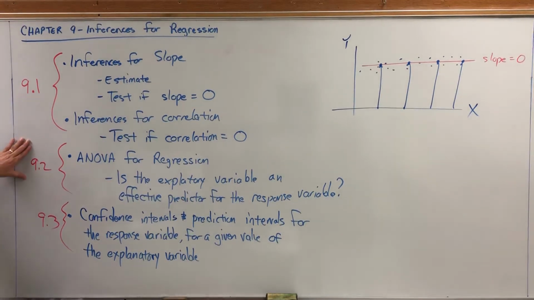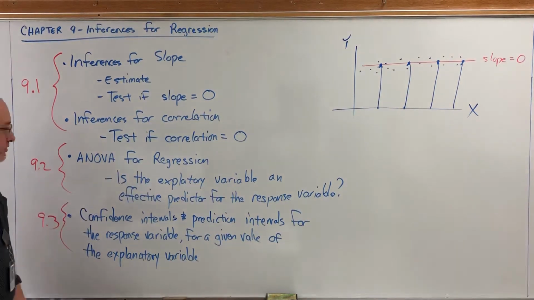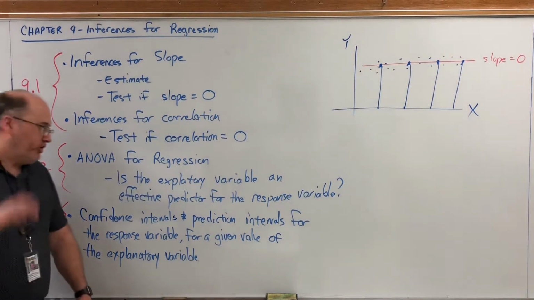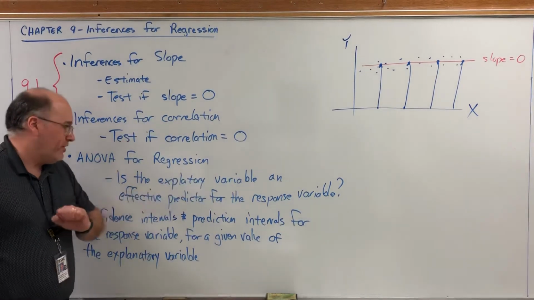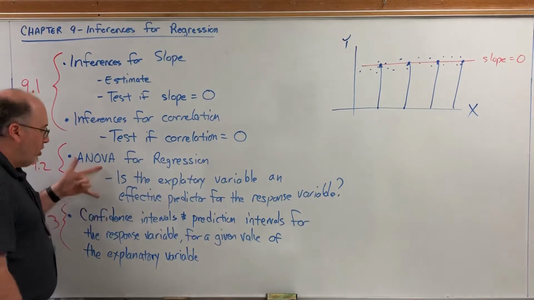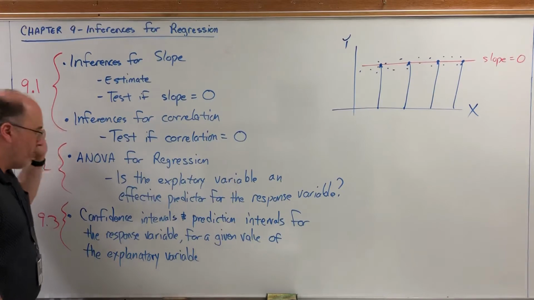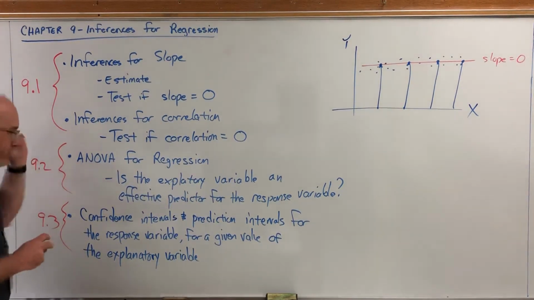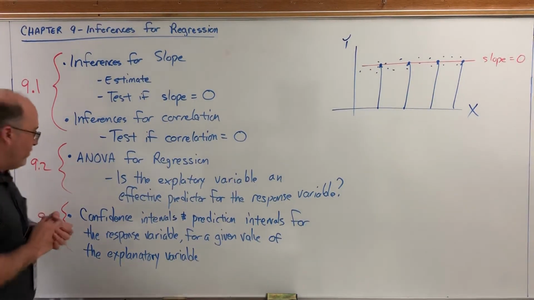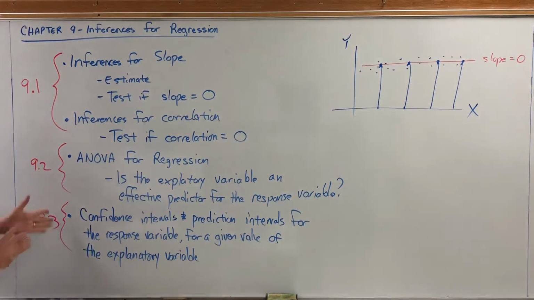In section 9.2, we're going to go back to analysis of variance, ANOVA, for regression, in the attempt to answer one question: is the explanatory variable an effective predictor for the response variable? In other words, almost the exact same question we were asking up here when we were testing if the slope was 0. It's just an alternative approach to it. The good news for both of these is that most of this will be given to you, and it's just a matter of interpretation.